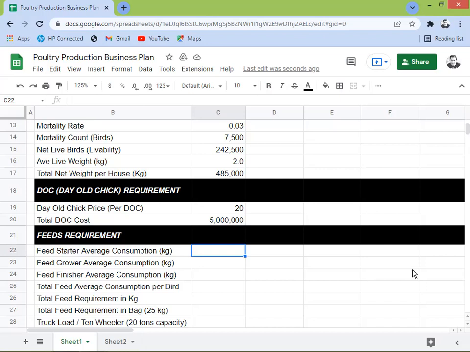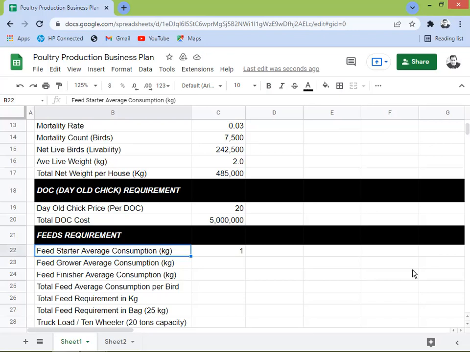Okay, sometimes they do pre-starter feeds. But in my case, I'm going to make it simpler. So what I'm going to do here is put the kilogram, the feed starter average consumption per bird.